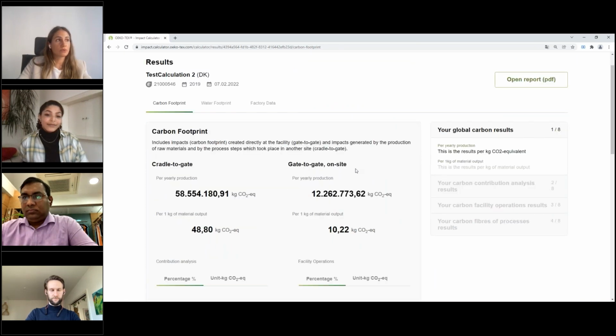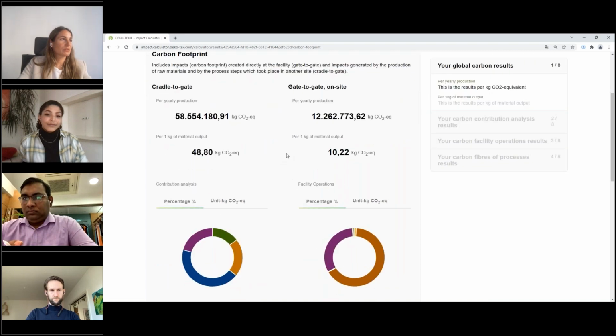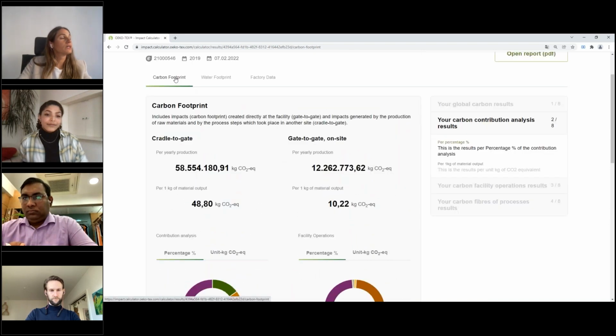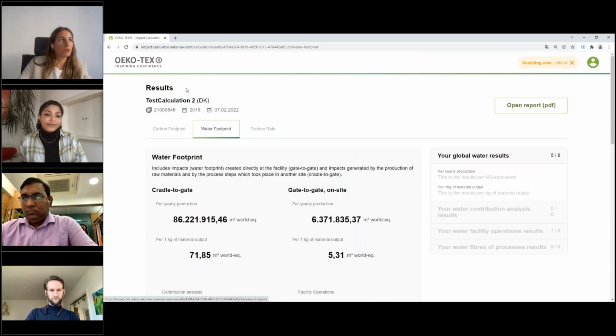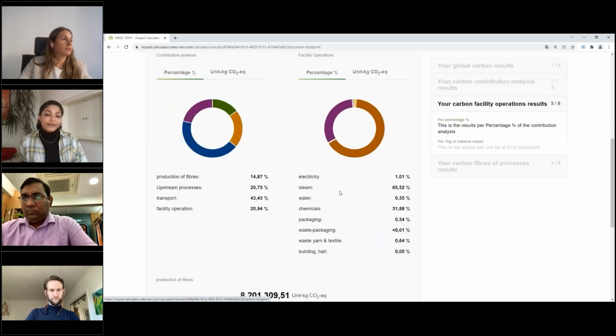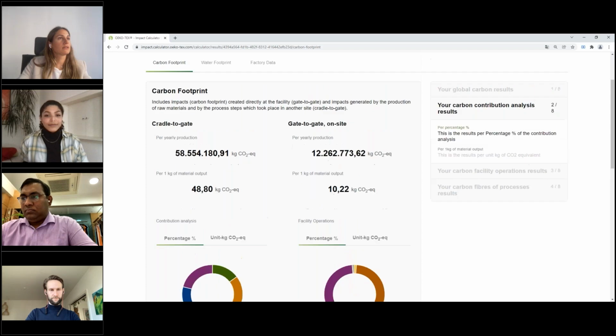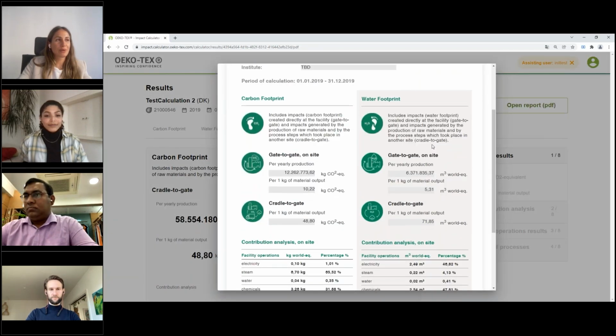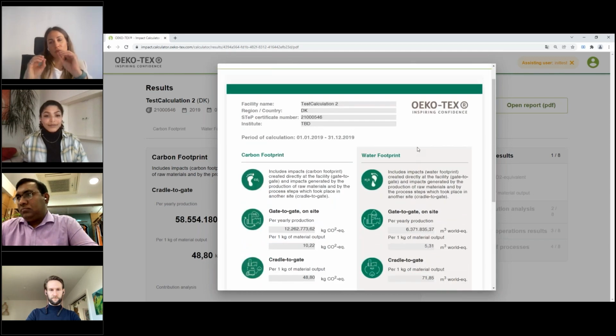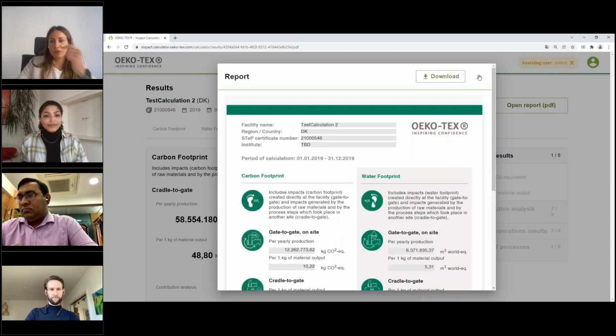It's quite easy and convenient, and also the analysis, or the contribution, I showed it shortly before, but here it's also nice to see the contribution analysis, for example, for the carbon footprint, same for the water footprint, and then it can be analyzed where the biggest impacts are, for example here in finishing, drying, continuous, discontinuous. For example, 75% is a high impact of this process. And also the report can easily be downloaded, and also with the contribution analysis. Here we focus mostly on the gate to gate, really on site, because this is data that is also provided directly from the facility.